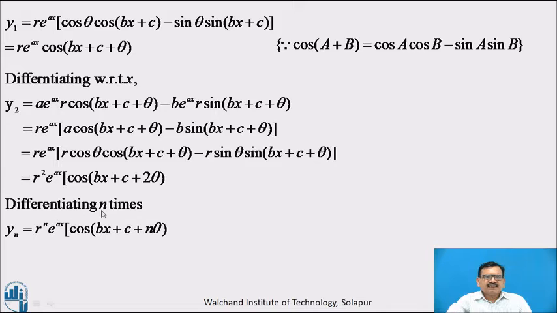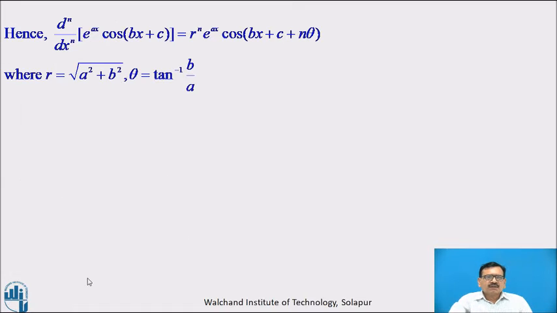Now differentiating n times, similarly continuing, we get the nth derivative y_n equal to r raised to n e to the power ax into cos of (bx plus c plus n theta), where r is equal to square root of a square plus b square and theta is tan inverse of b by a. Hence, the nth derivative of e raised to ax cos(bx plus c) is equal to r raised to n e to the power ax cos of (bx plus c plus n theta), where r equals square root of a square plus b square and theta equals tan inverse of b by a.